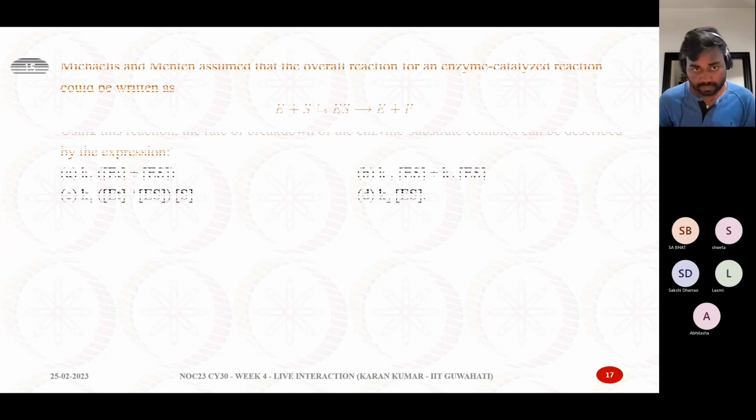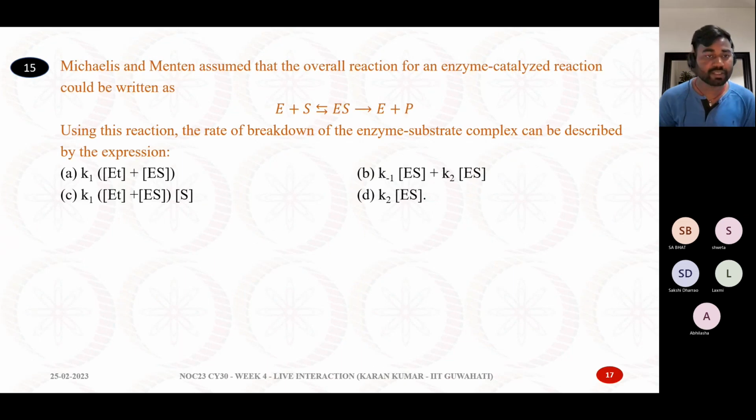Now the next question. Michaelis-Menten assumed that overall reaction of the enzyme catalyzed reaction could be written as this and this. Using this expression, the rate of breakdown of the enzyme substrate complex can be described by the expression which one? Rate of breakdown of the enzyme substrate complex means reaction is going either in the forward direction or in the backward direction. So what will be the rate expression?